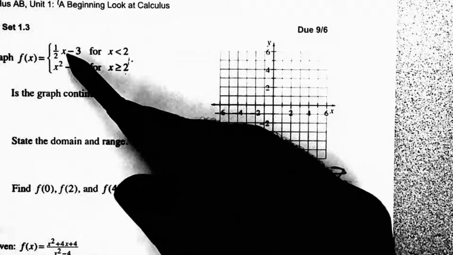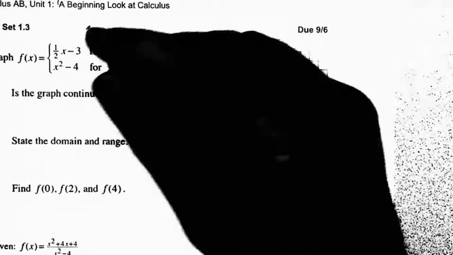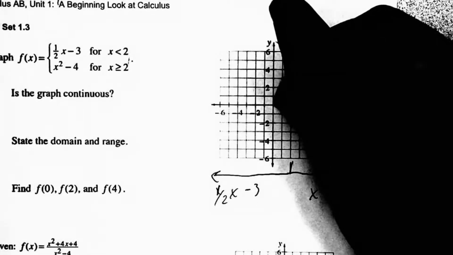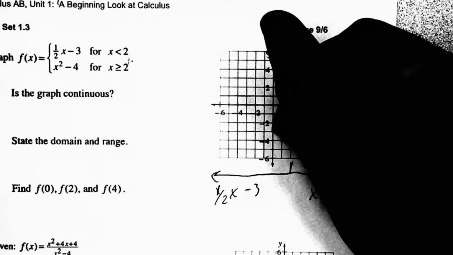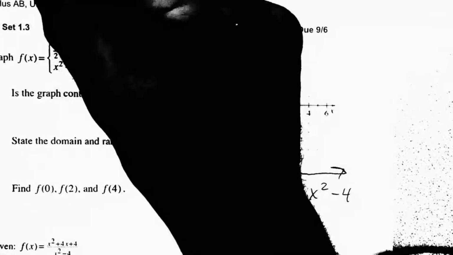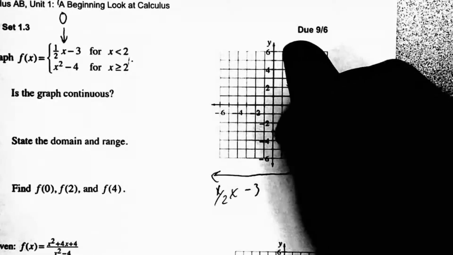Plug in 0. 0 is going to go into the first one because it's less than 2. We're going to have 1 half times 0 minus 3, which means it's going to be negative 3. When I plug in 0 into this equation, I get negative 3. That's how I get this point.